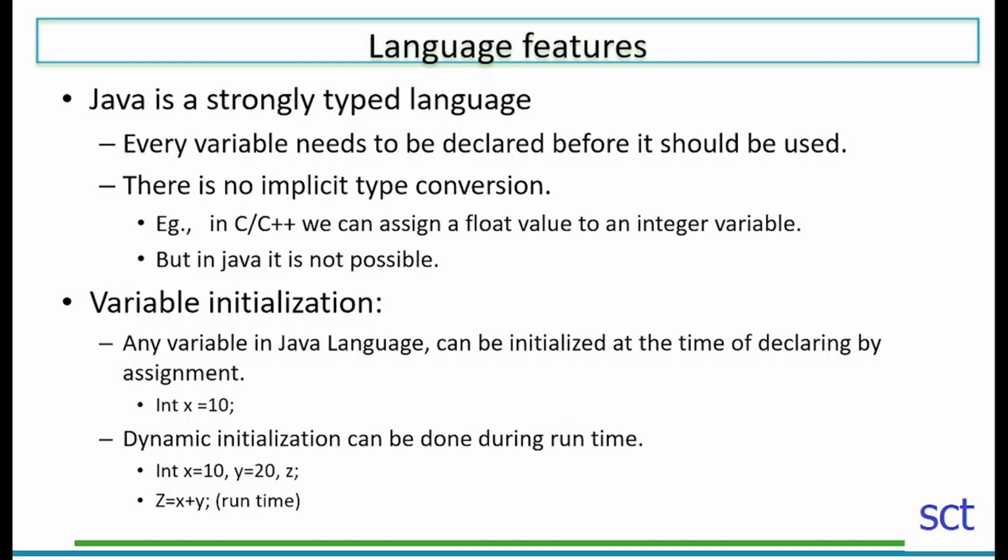Variable initialization: we can initialize at the time of declaring, like int x = 10. Similarly, dynamic initialization can be done like this: you can have int x = 10, y = 20, and declare a variable z. At run time, z will have x and y added together, and the value will be stored in z. This is called dynamic initialization.